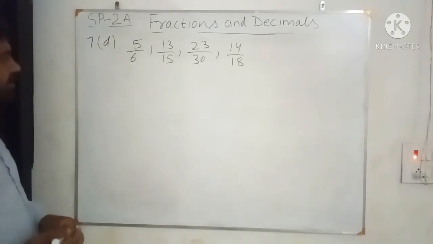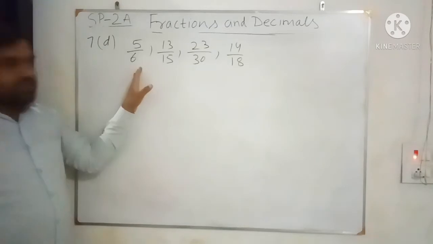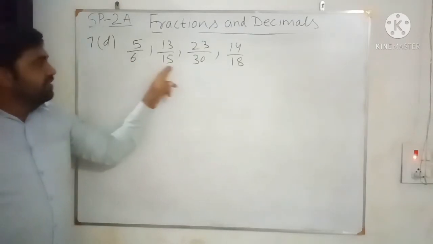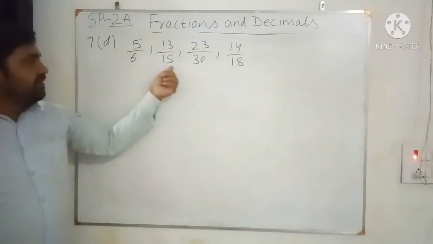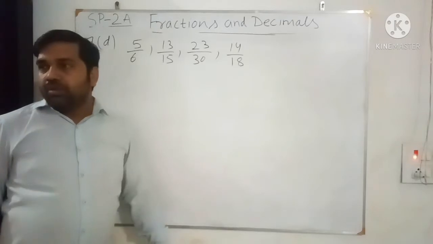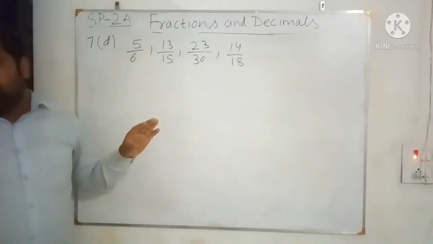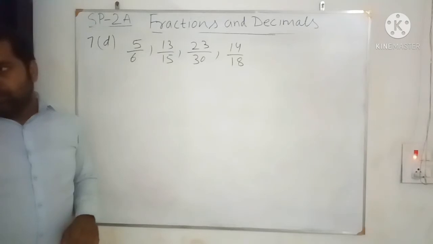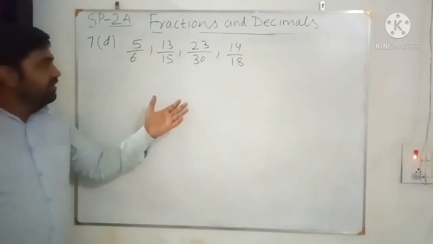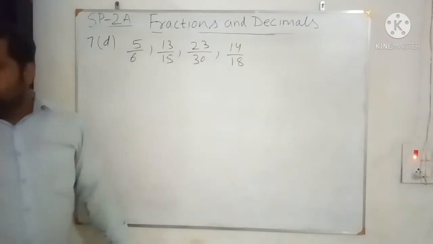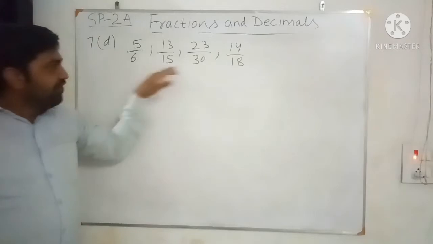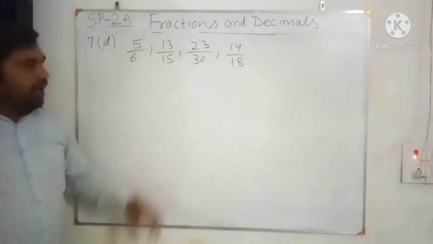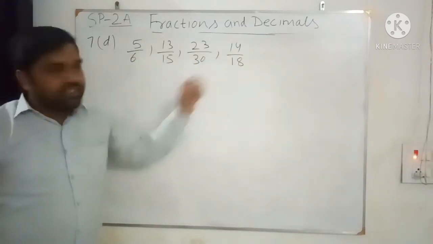So see here, these are unlike fractions. In these four fractions, all the denominators are different. This is 6, this is 15, this is 30, this is 18. So these are unlike fractions, and in unlike fractions we cannot do the comparison. So first of all, we convert these unlike fractions into like fractions. Like fractions means we make the denominator of each fraction the same. So how can we make the denominators of these four fractions the same?